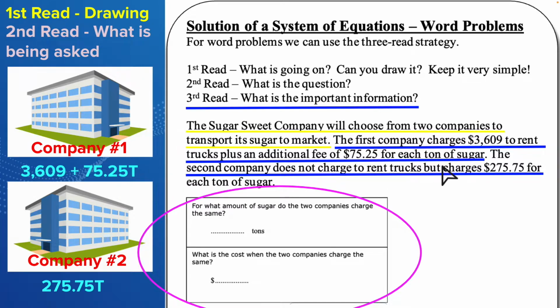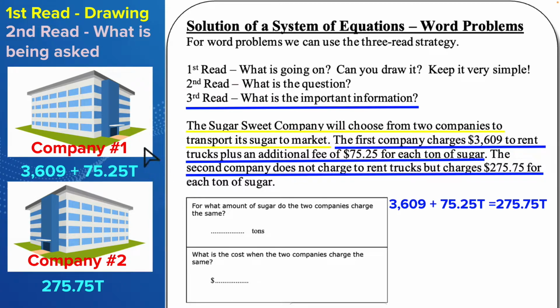So let's go ahead and answer this first question. We want to know when the two companies will charge the same. I know how much company one charges. It's the $3,609 plus $75.25 per ton. And I know how much the second company charges. It's $275.75 per ton. So if I want to know when they're equal, I'm just going to put an equal sign between them, and I'm going to solve this equation.